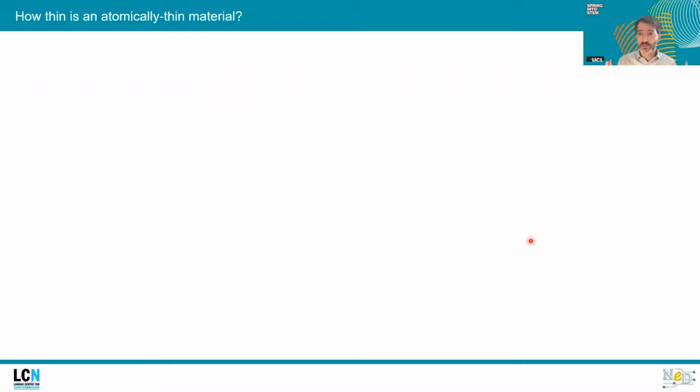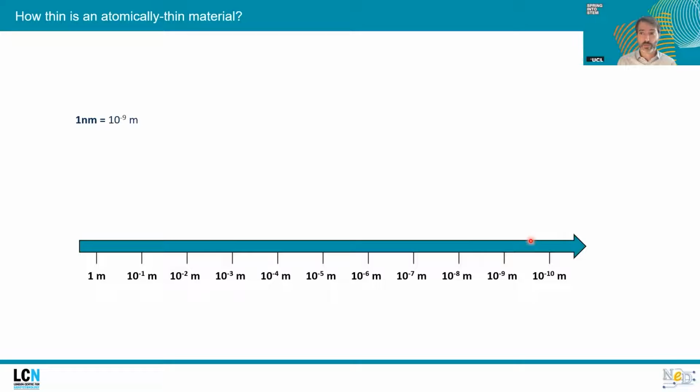So I said that we are dealing with 2D materials. So let's try to define how thin a 2D material is. Let's put things into scale. Let's start from a human being, about 1.75 meters. So we are in the order of 20 billion nanometers.